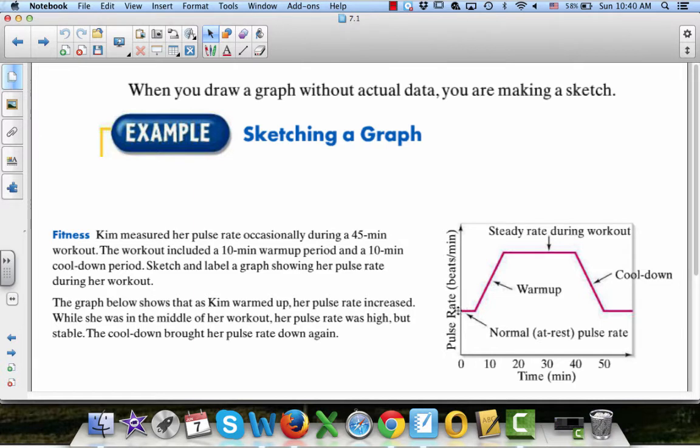But it starts up somewhere, and then she starts warming up for 10 minutes. Okay, so her pulse rate goes up. Then when she gets to her workout, it maintains her pulse at a steady rate, and then she cools down, and her pulse rate comes down slowly, and then it gets back to normal, and it stays normal.